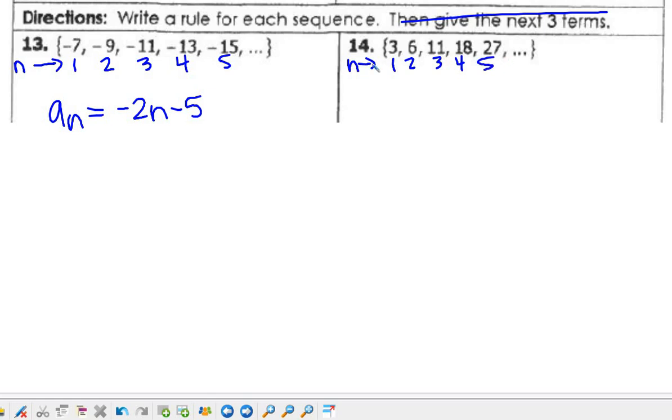So the first thing I'm going to check is whether there is a constant pattern between my output values, my term values, and there's not. It's plus 3, and then plus 5, and then plus 7. So that's not it. Okay, so I have to figure out what is happening to 1 to get 3, and the same thing has to happen to 2 to get 6, 3 to get 11, 4 to get 18, and so on and so forth.